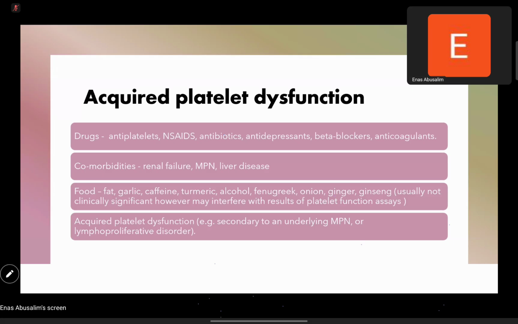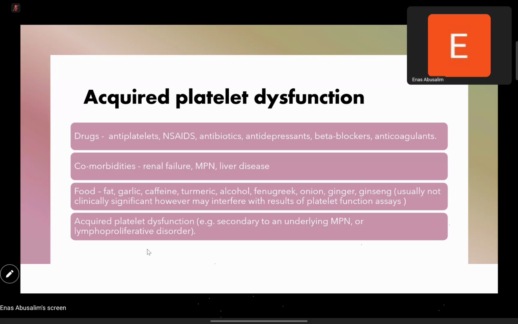Also, in myeloproliferative neoplasms, sometimes if there's too much proliferation of a certain cell that goes unchecked, it might be dysfunctional, okay? Also, foods. So all of these foods have a potential to cause some degree of platelet dysfunction, but we wouldn't expect them to be significant enough to cause bleeding. But why these are important is that if you do suspect a platelet dysfunction and you do something called platelet function assays for the patient, you need to make sure that the patient isn't on any of these foods because they can give false positive results. Okay? All right, let's continue.